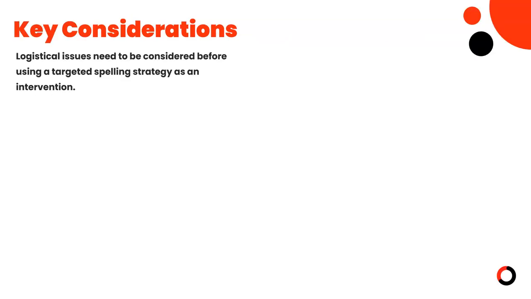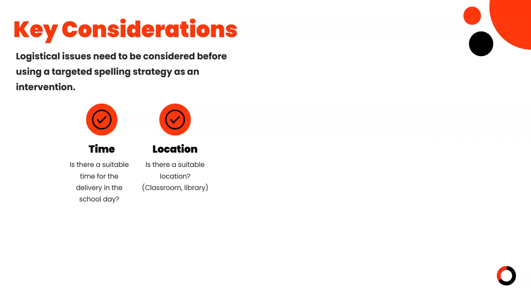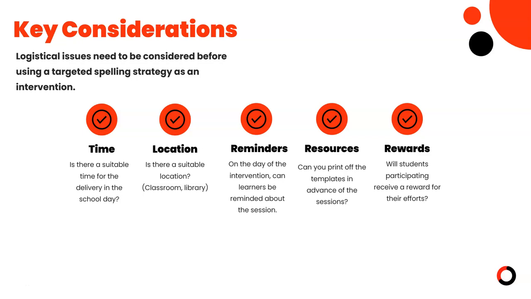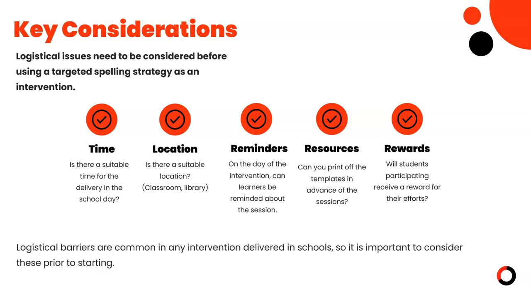So key considerations. Logistical issues need to be considered before using a targeted spelling strategy as an intervention. Is there a suitable time in the day for the delivery? Is there a suitable location? Any reminders on the day to remind the learners? If you're using the templates, can these be printed off in advance? And then will you link this to any potential rewards? So logistical barriers are common in any intervention delivered in schools, so it's just important to consider these prior to starting.